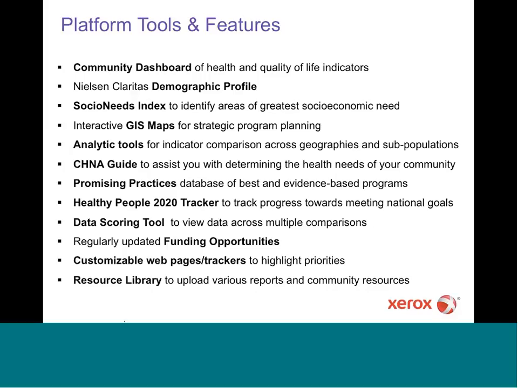We have a demographics dashboard with the Nielsen-Claritas data, and then the Socio Needs Index, which is a tool that helps identify areas of socioeconomic need that are correlated to poor health outcomes. In addition, there are some tools to help you develop a strategy or strategies towards health improvement. We have the CHNA guide that offers some step-by-step instructions to assist you in that CHNA cycle or process. We have the Healthy People 2020 tracker to track progress towards meeting national goals. And then a data scoring tool, something that we won't have time to dive into today.